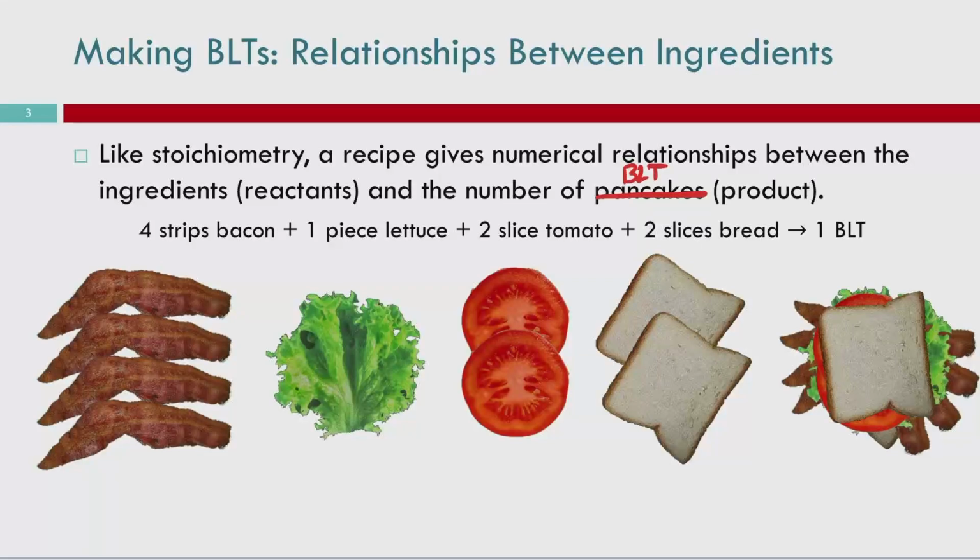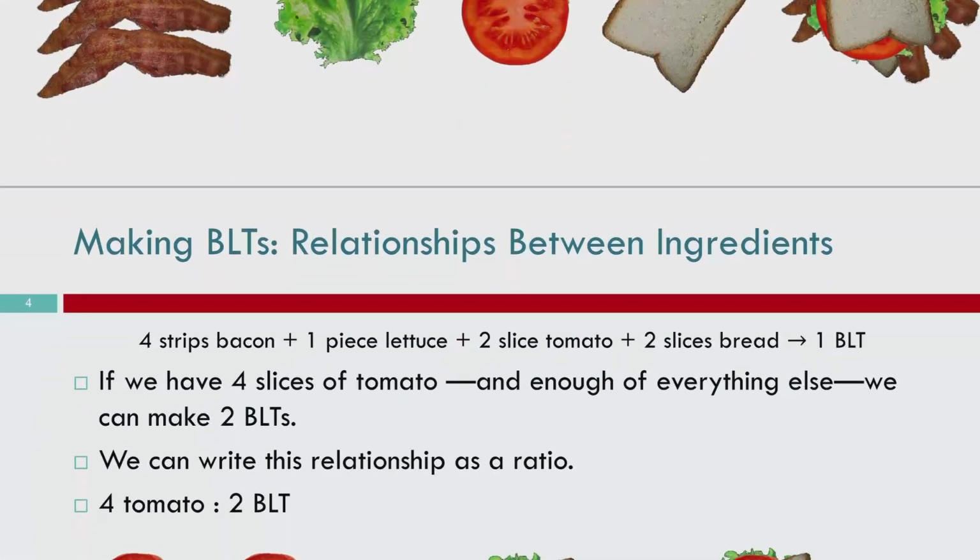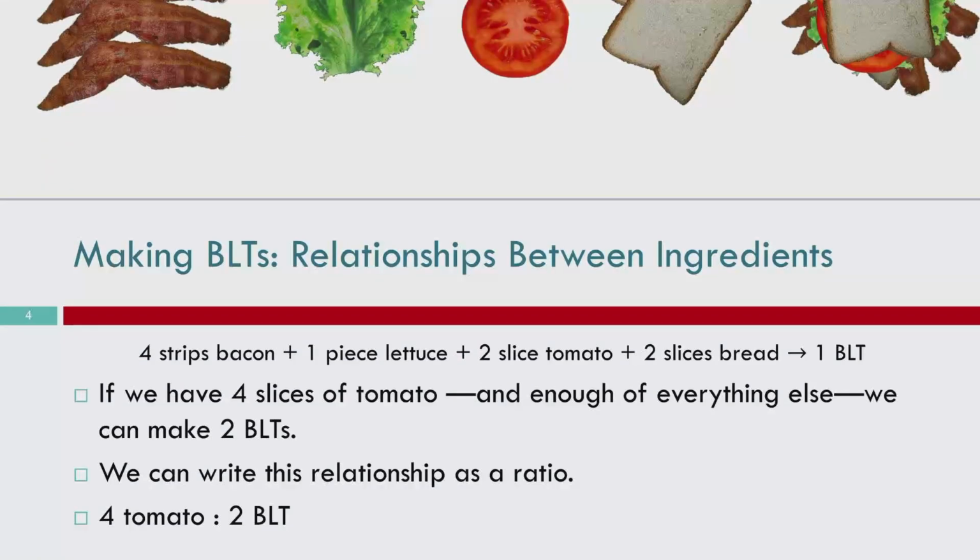Okay, so when we're making a BLT, let's say that we really like our bacon. So we're putting 4 strips of bacon in. We've got 1 piece of lettuce, 2 slices of tomato, 2 slices of bread, and that's, boom, 1 BLT. So we're just going to take this as our recipe for BLTs and then use it to talk about stoichiometry. If we've got 4 slices of tomato and enough of everything else, we can make 2 BLTs.